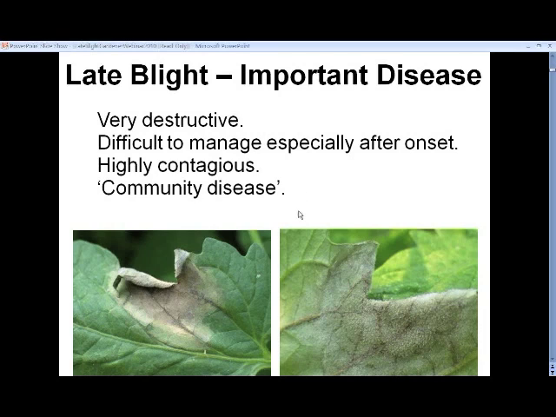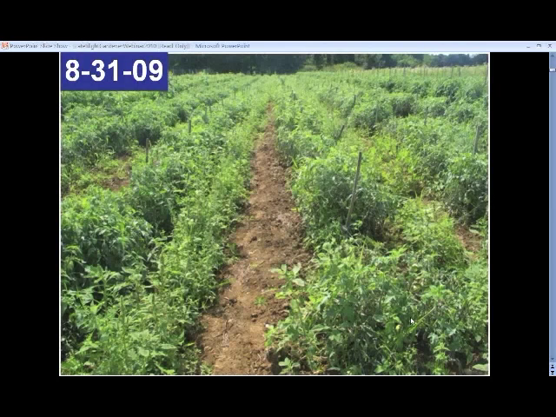Here are some typical pictures of what late blight looks like. We'll show some more in a little bit. On the top side of the leaf, there is typically a large lesion, and then the pathogen produces its spores on the lower side of the leaf.